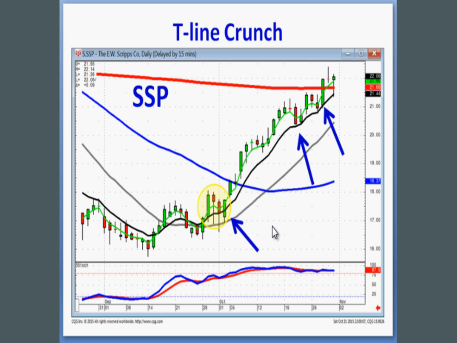Okay, a silly question. But when we talk about the T-line, do you mean trend line? The T-line is the trigger line. We just shortened it to the T-line. Yeah, it's the trigger line. It basically says if you see a candlestick buy signal and a close above the T-line or the trigger line, that's more confirmation that you're buying.